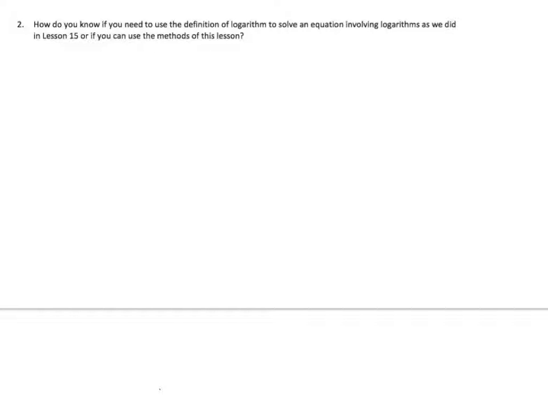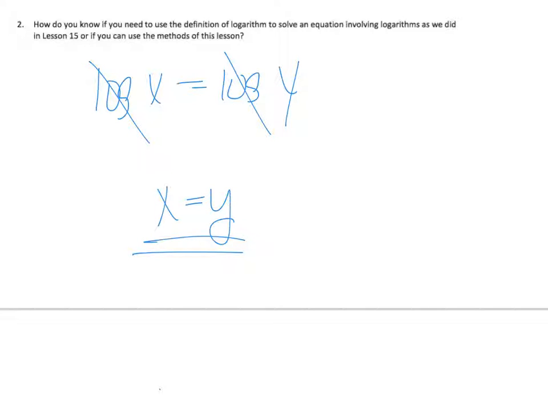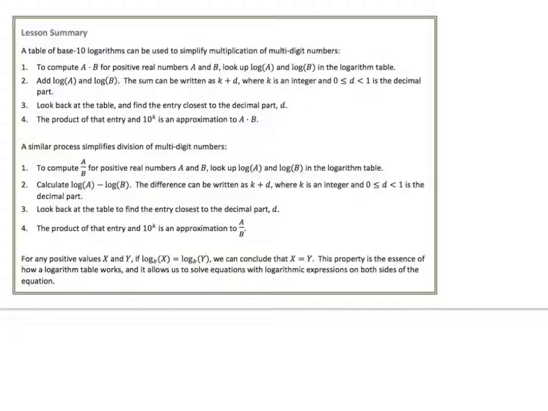How do you know if you need to use the definition of a logarithm to solve an equation involving logarithms, as we did in lesson 15, or if you can use the methods of this lesson? If the equation involves only logarithmic expressions, then it can be arranged like log x equals log y, then we're good to go. We used that in 15 too, though. We did that a lot in 15, so it works well. If there are constants involved, then the equations can be solved using the definitions and the properties of logarithms. So we're just going to use any method that works every single time. And there is your summary.